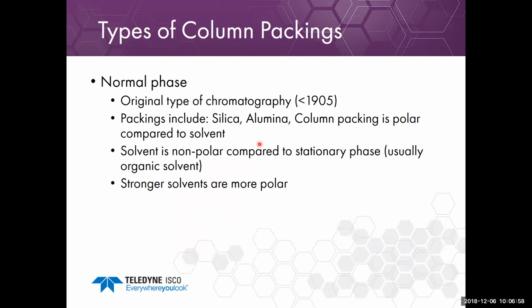For normal phase, stronger solvents are more polar, and you can get silica columns or alumina columns as preparative HPLC columns. If you're working with flash chromatography, at least some of those are really normal phase columns, and so the more polar solvent causes the compound to elute faster.